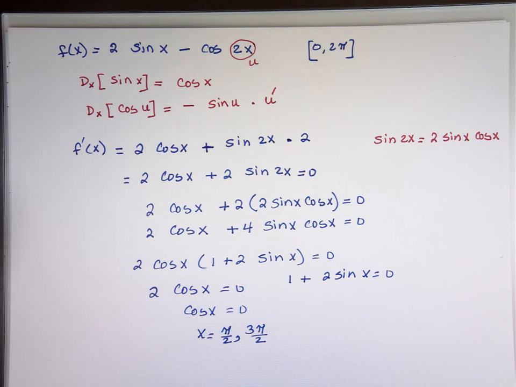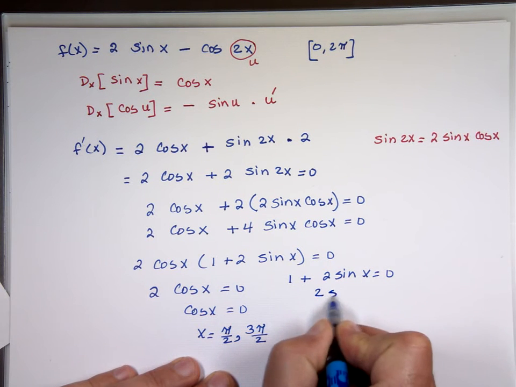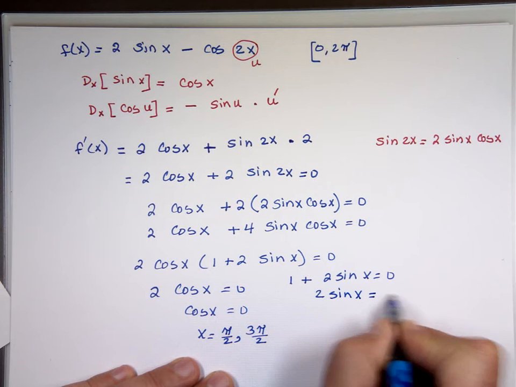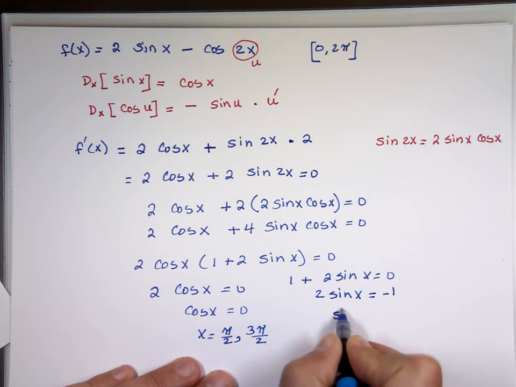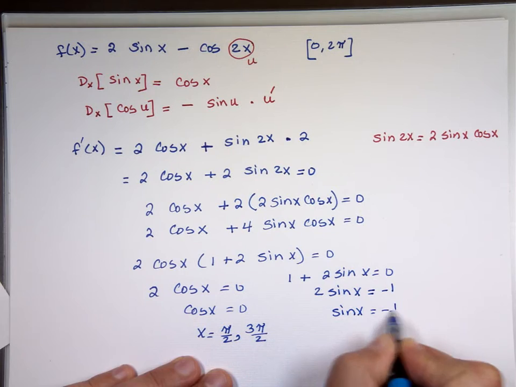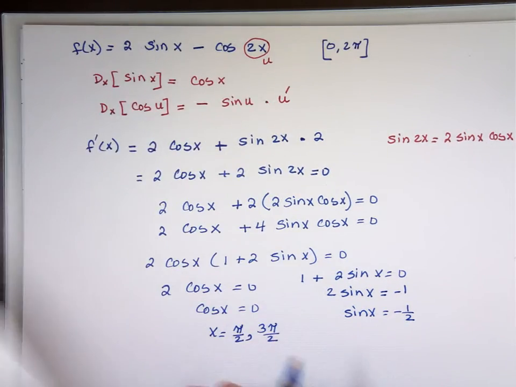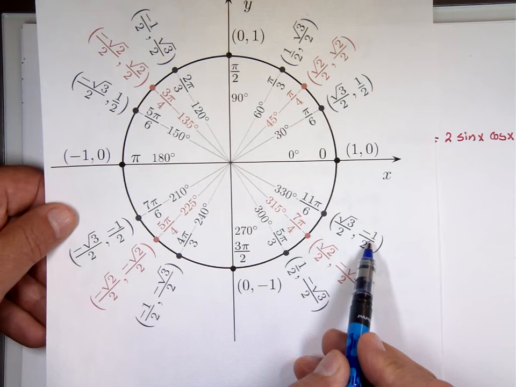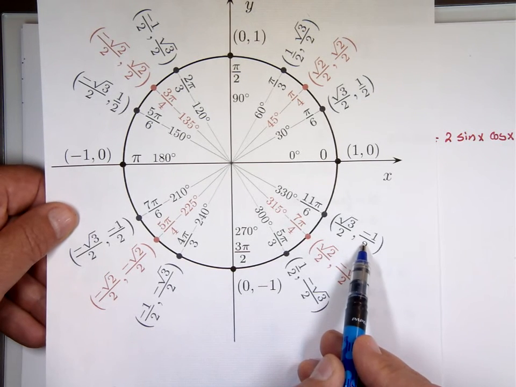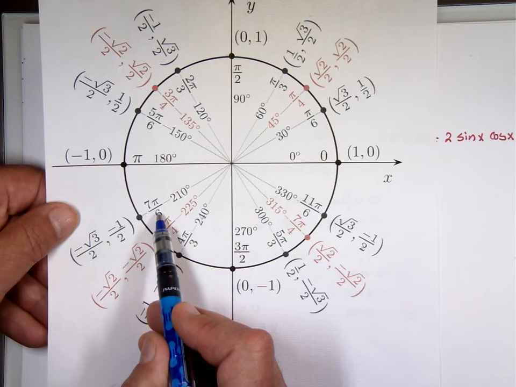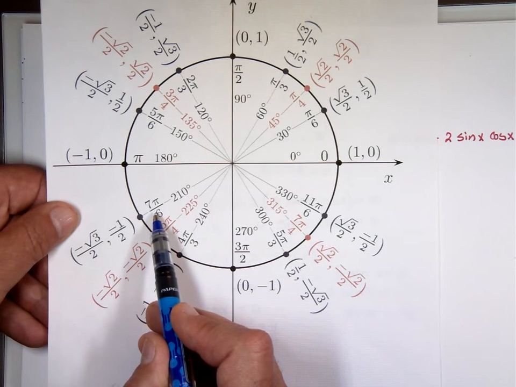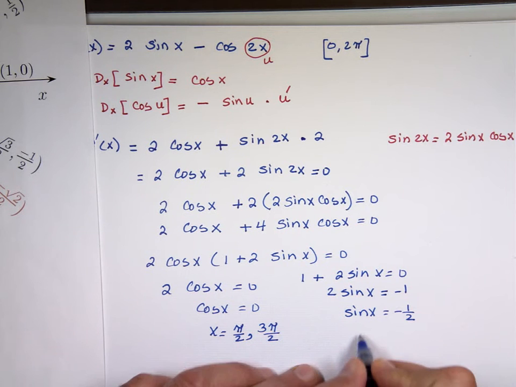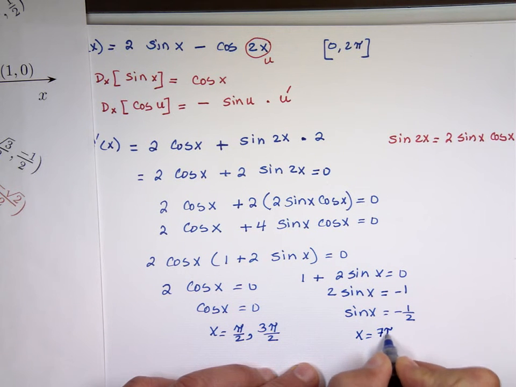Let's look at the sine here. If you solve it for sine of x, you have 2 sine of x equals what? Negative 1. Sine x equals what? Negative 1/2. Where's the sine equals negative 1/2? The sine is the second number. Where's the negative 1/2? I see it here. 11 pi over 6. I also see the 7 pi over 6. See that? So x equals 7 pi over 6 and 11 pi over 6.